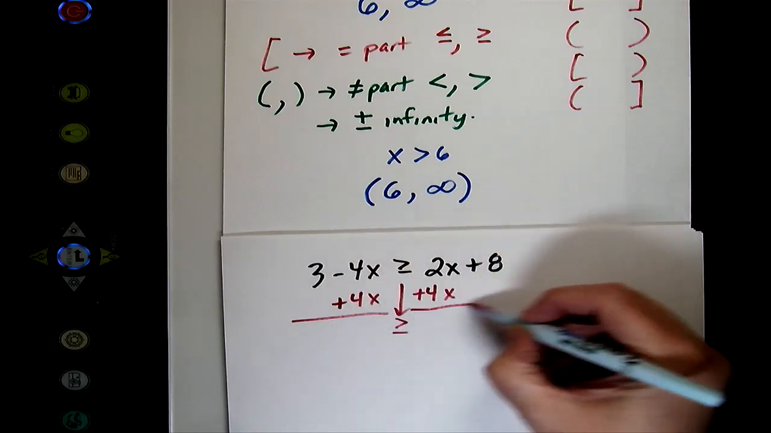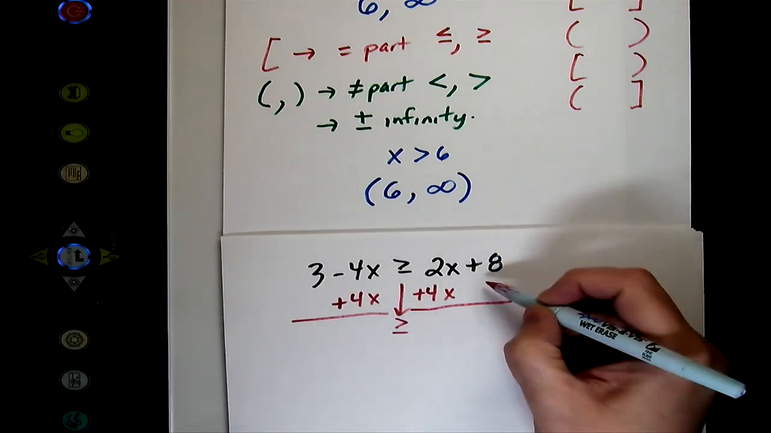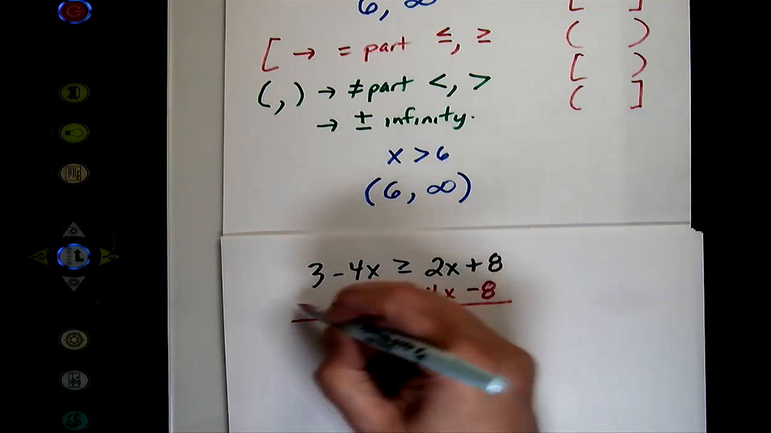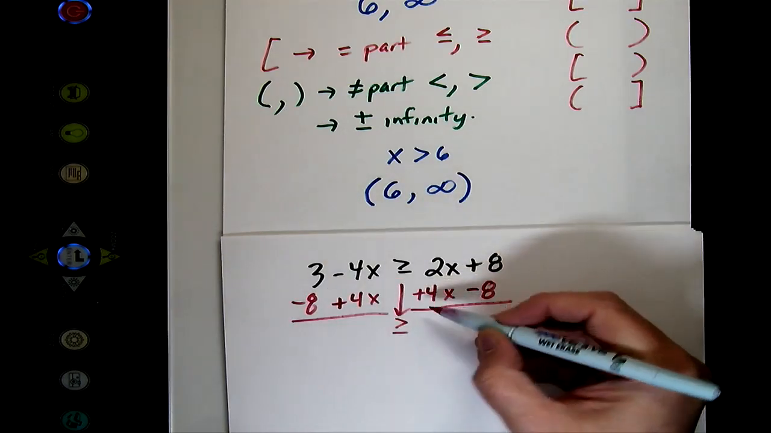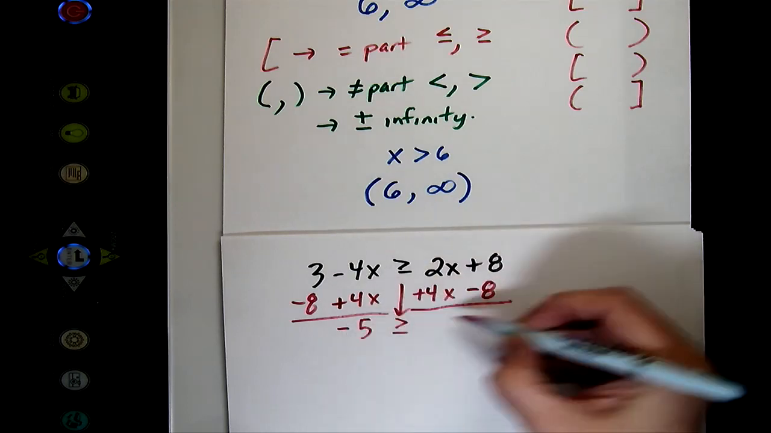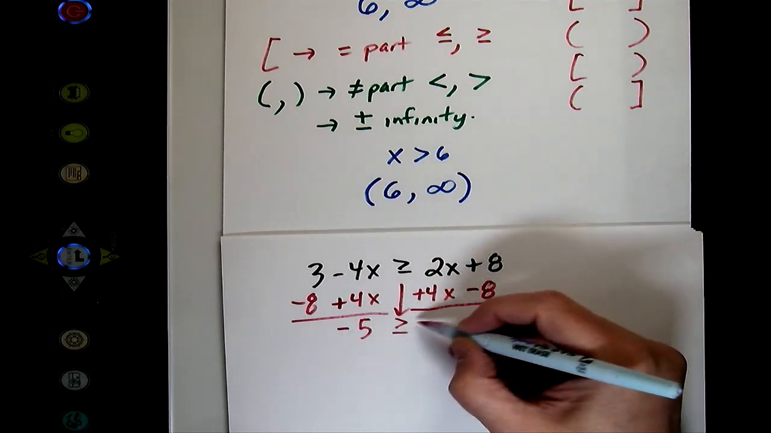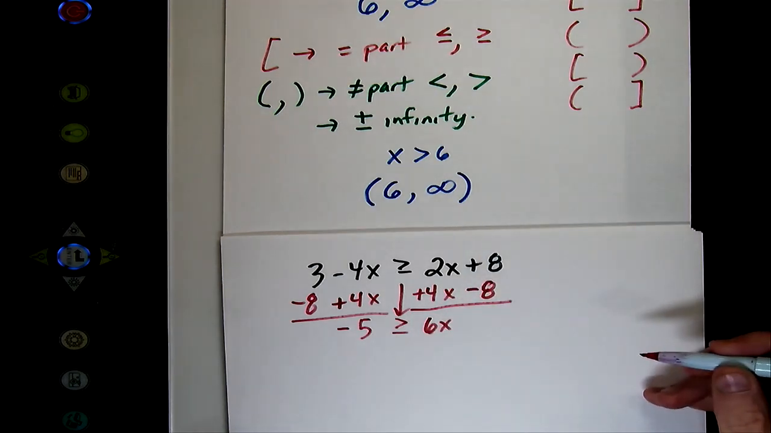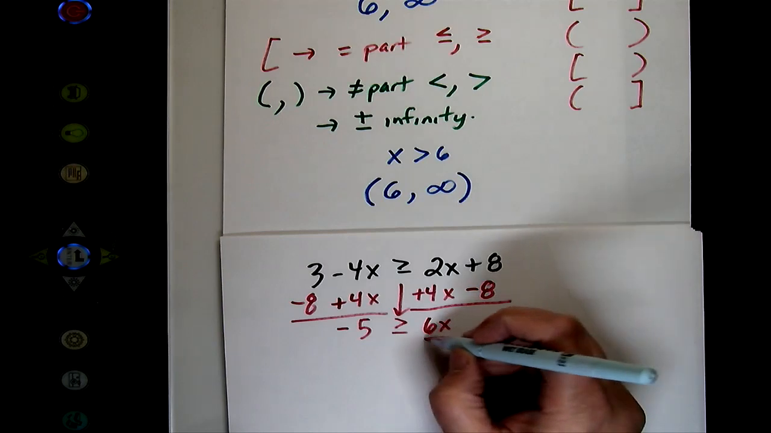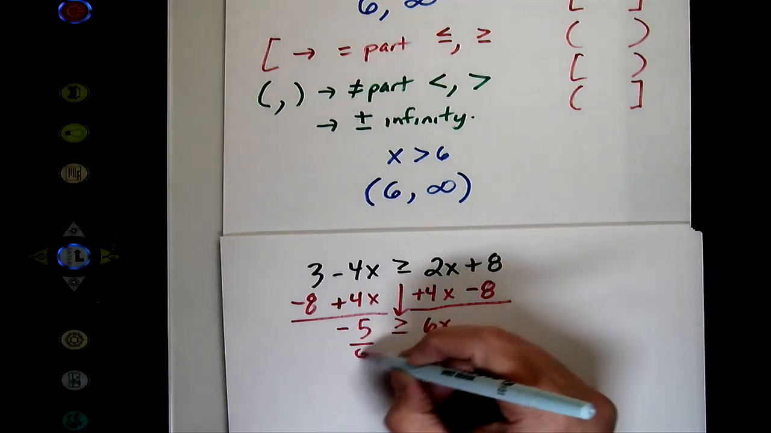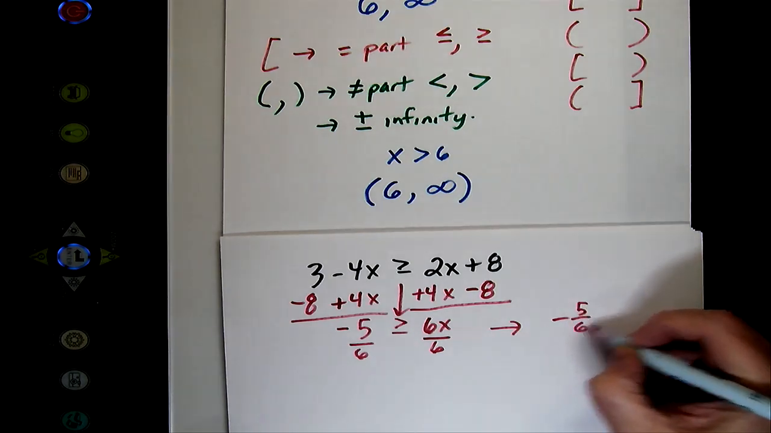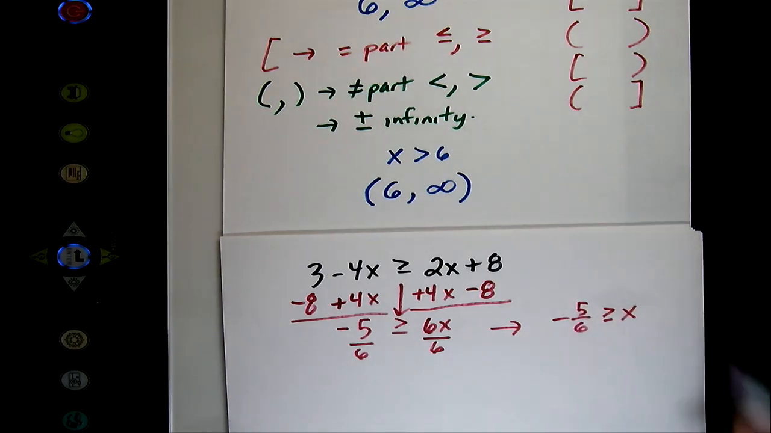Okay. And since I'm moving the x's to the right, I'm going to move the constants, the numbers, to the left. I'm going to subtract the 8 over to the left. And I will have -5 is less than or equal to 6x. I can divide by 6 and I get -5/6 is less than or equal to x.